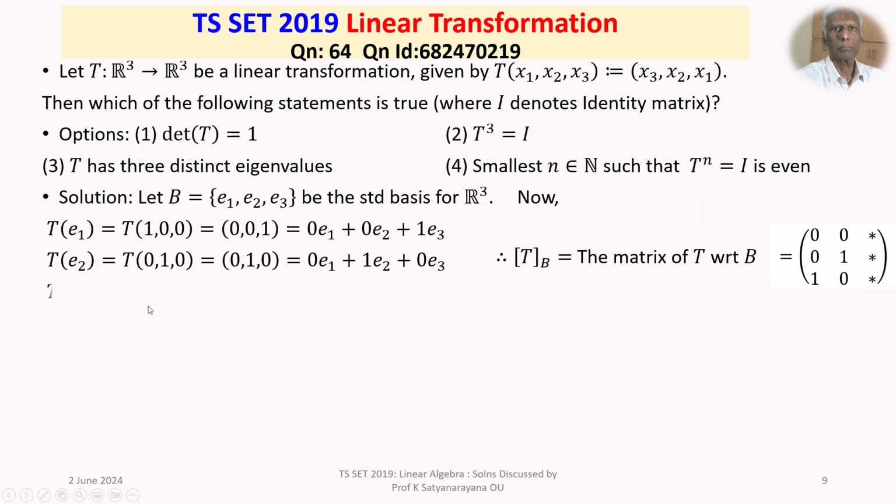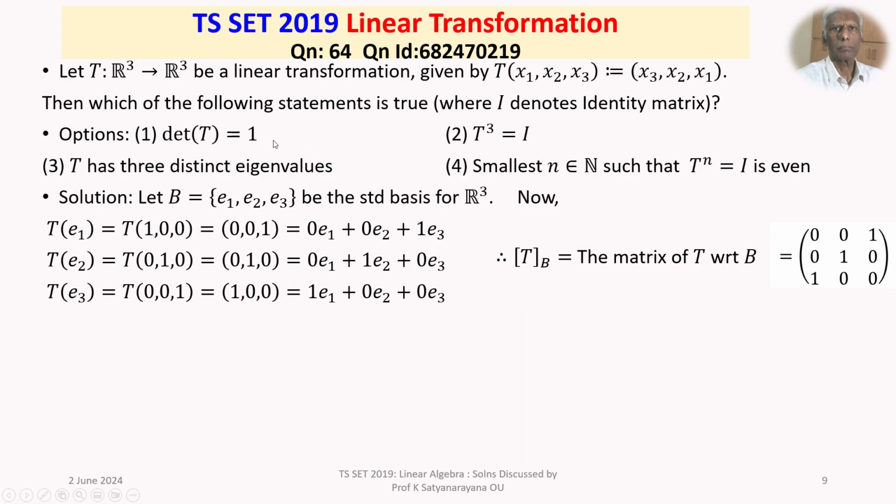Agreed. T of E3 is equal to T of (0, 0, 1). (0, 0, 1) in reverse order is (1, 0, 0). That is 1 E1 plus 0 E2 plus 0 E3. So, the third column will be (1, 0, 0). So, here you will get 1, 0, 0. Right. We got the matrix of T with respect to B.